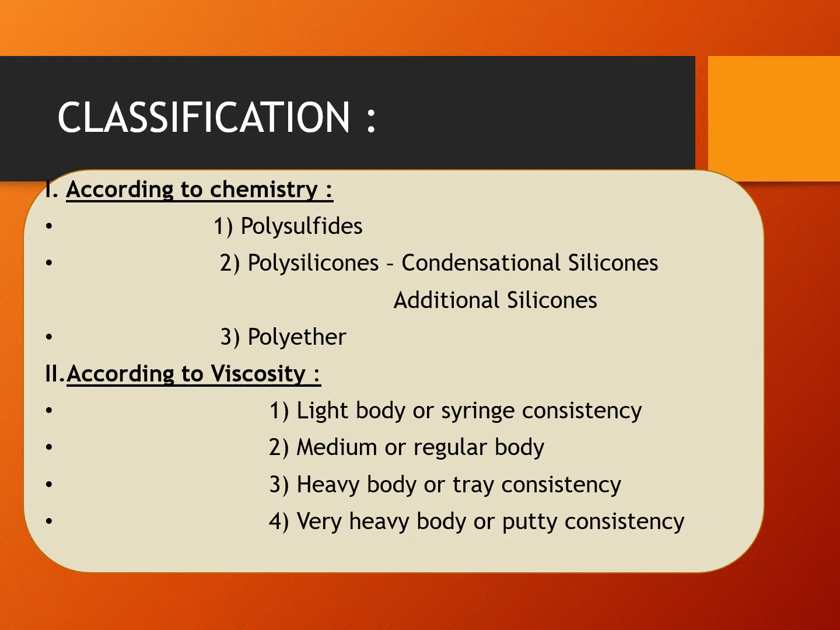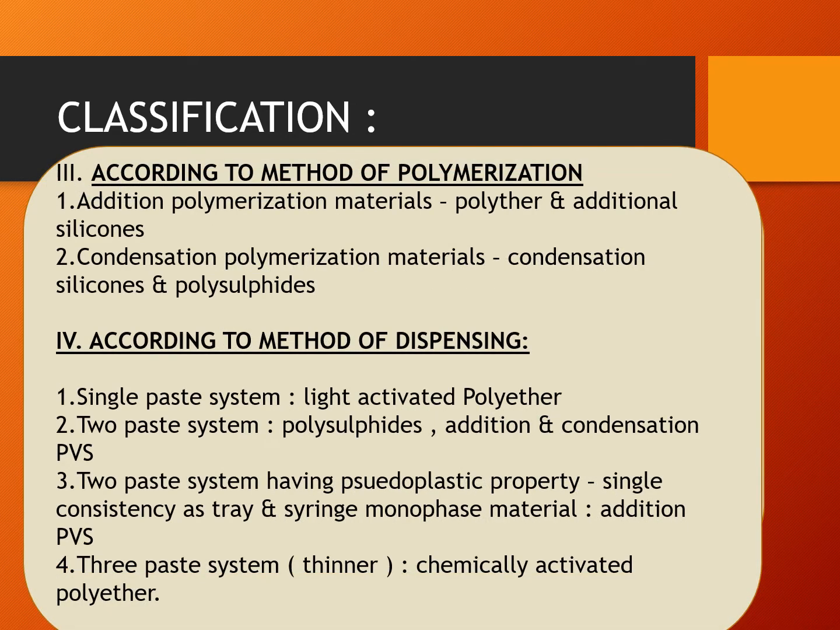Coming to the classification of elastomeric impression material, four classifications are there. According to the chemical composition, classified as polysulfides, polysilicons that include condensation as well as addition silicons, and polyether. According to their viscosity, light body or syringe consistency, medium or regular body, heavy body or tray consistency, and very heavy body or putty consistency. And then according to the method of polymerization, addition polymerization material, that is polyether and addition silicons, and condensation polymerization material, that is condensation silicons and polysulfides.